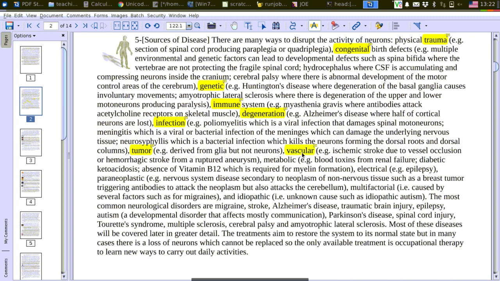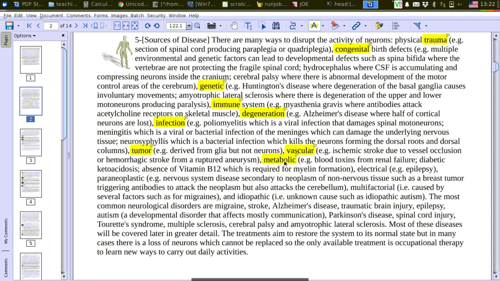Other sources of disease are related to the vascular system. So you can have an ischemic stroke. That is due to blockage of a vessel. Or you can have hemorrhagic stroke. That is due to a ruptured vessel producing an aneurysm. Blood will spill out of the vessel and pour into the brain tissue.